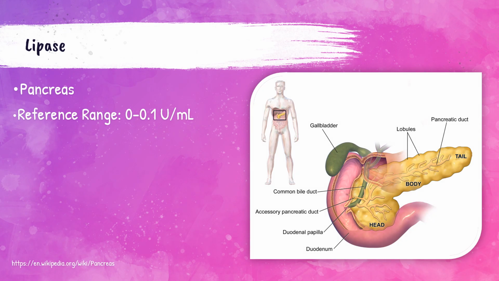Lipase is an enzyme found within the pancreas. Like the enzyme amylase, lipase is used for the diagnosis of acute pancreatitis. Because this enzyme is only located within the pancreas, lipase is known for being a more specific marker of pancreatitis. The normal reference range for lipase is 0 to 0.1 units per milliliter in a normal patient.